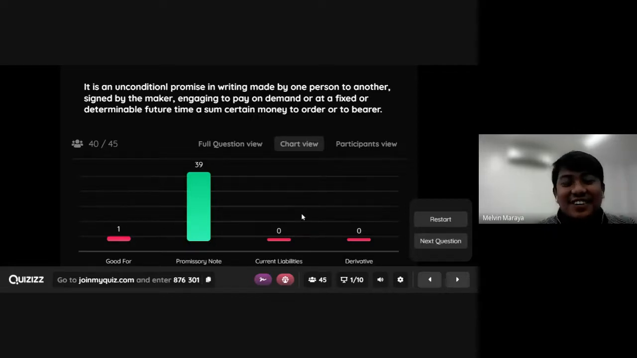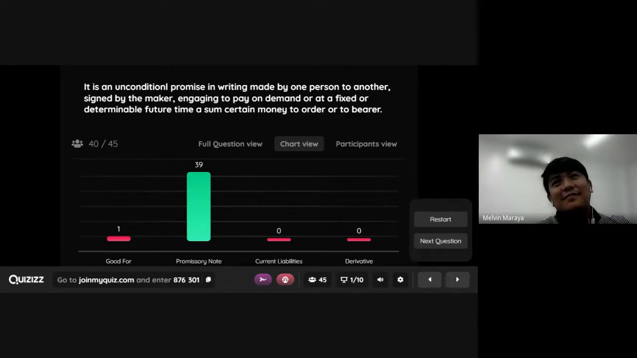Diba? Again, it is an unconditional promise in writing made by one person to another, signed by the maker, engaging to pay on demand or at a fixed or determinable future time a sum certain in money to order or to bearer. That is a promissory note. It is not yung good for, it is somehow a promissory note, but it is not the technical term appropriate for the definition provided on the first item that we have.